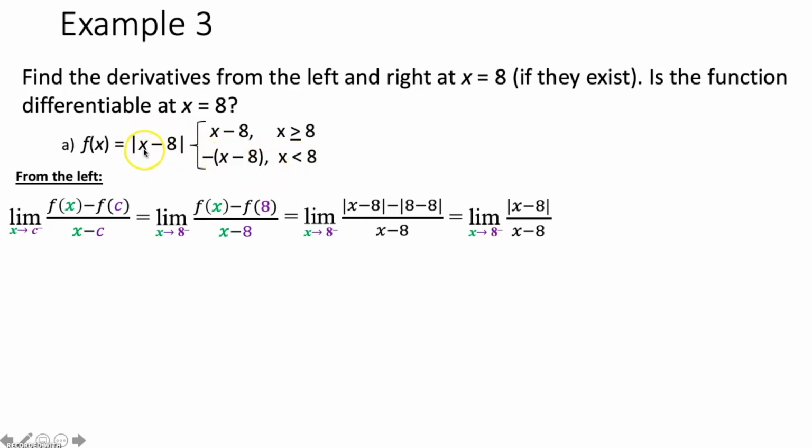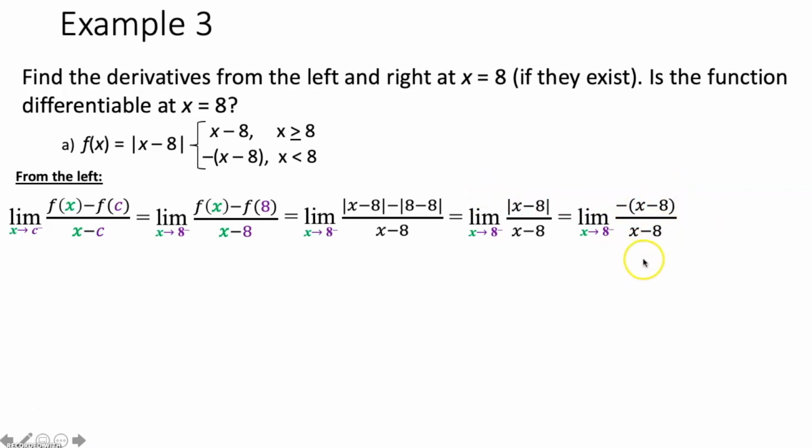So let's say I plug in 7. 7 minus 8 gives you -1. The absolute value of that is +1. So I need the opposite of whatever I get for that. So which part of the piecewise function is this? Well, we're coming in from the left, so that would be numbers less than 8. So that's going to be this part of the piecewise function. So instead of absolute value of x minus 8, I can write negative the quantity x minus 8. Now I can simplify.